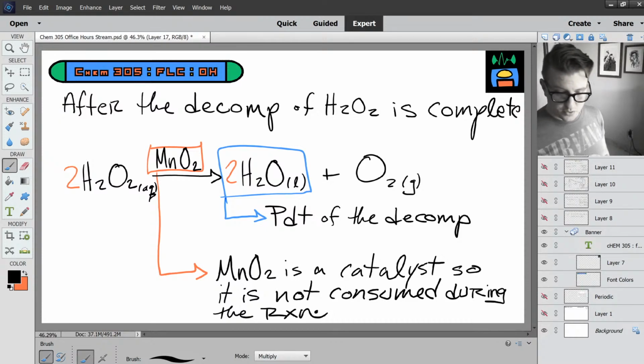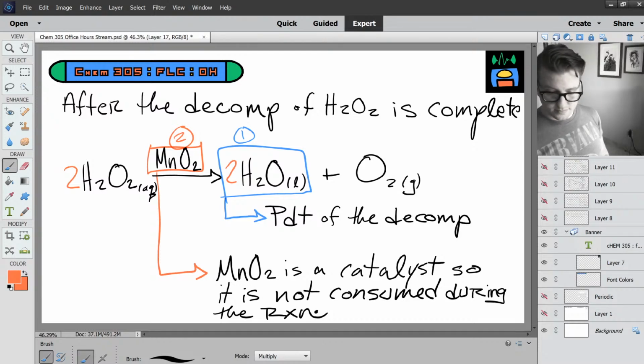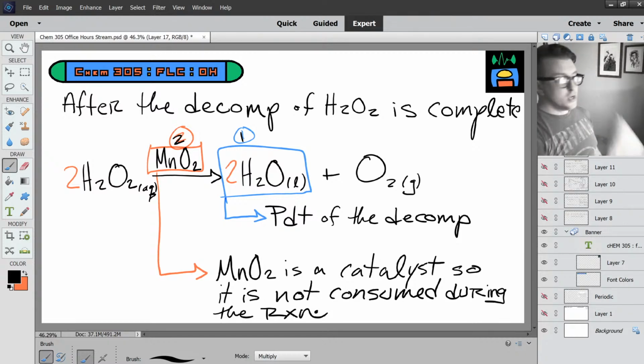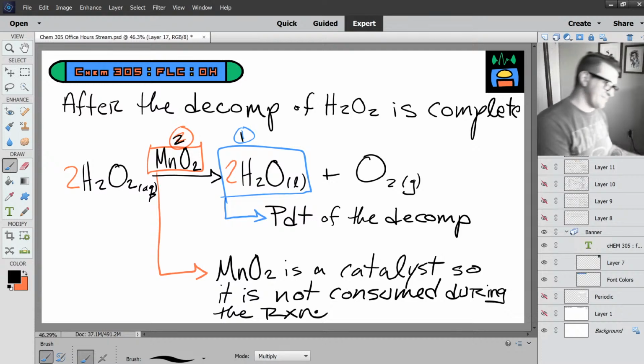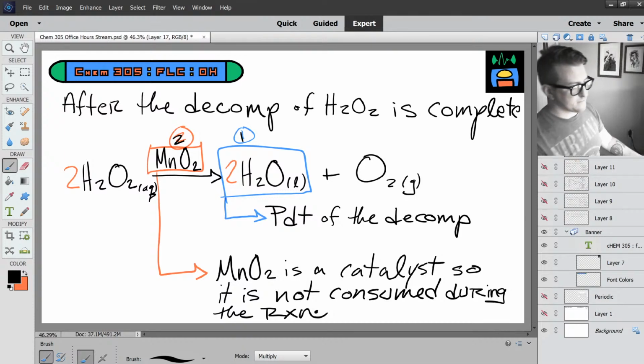So those are the two things other than oxygen. First, it's water. Second, your catalyst is still hanging out. So those are the two things you have left over. Awesome. Excellent. Alrighty.